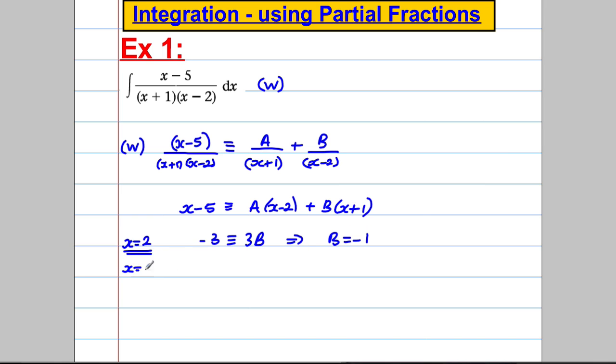And if I let x equal negative 1 to get rid of this, then I would have that negative 6 is identical to negative 3a, so therefore a is equal to 2. So I could rewrite this integral.